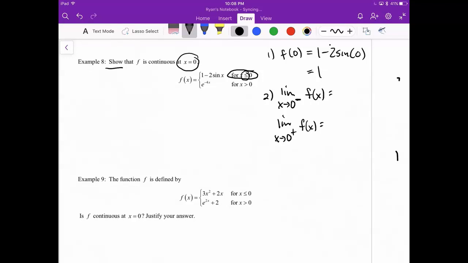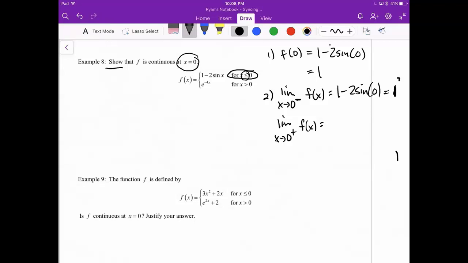So for the first one, the limit as x approaches 0 from the left, imagine plugging in numbers that are smaller than 0 to figure out what the value is. If I'm plugging in numbers that are less than 0, that means I'm going to again use the 1 minus 2 sine x piece. And so if I plug in 0 to that, I'm going to get 1 minus 2 sine of 0, which we just calculated was 1.